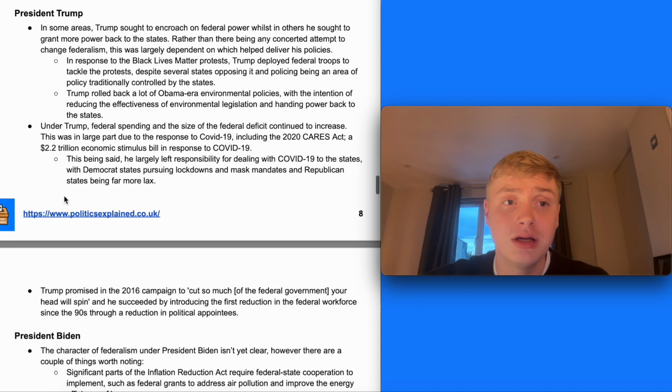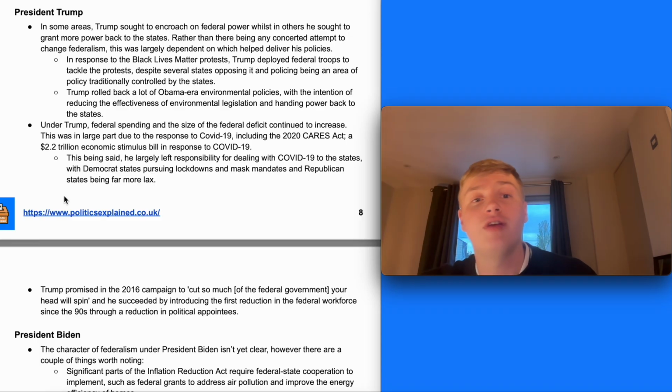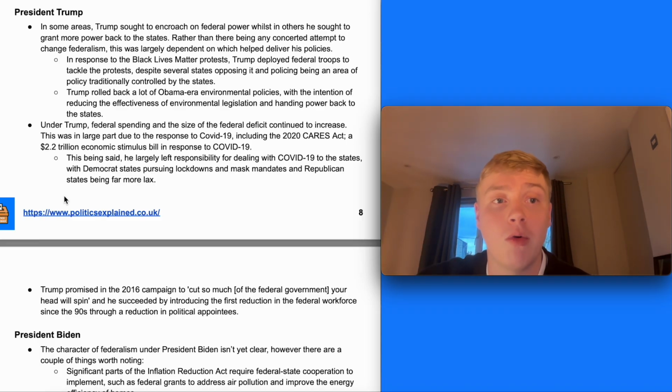In terms of Trump, in some areas he sought to encroach on federal power, whilst in other areas he sought to grant more power back to the states. And I think this is a reflection of the fact that the period can be defined by zigzag federalism. So rather than any kind of ideological attempt to increase or decrease federalism, it was largely dependent on which helped deliver his policy.